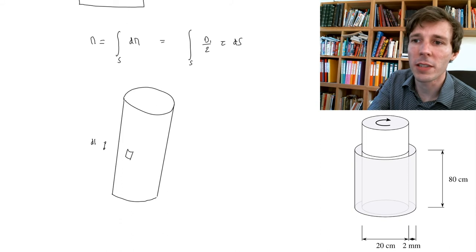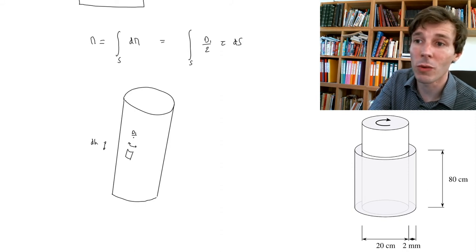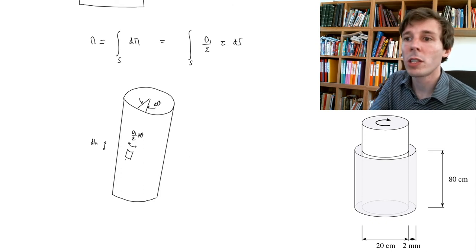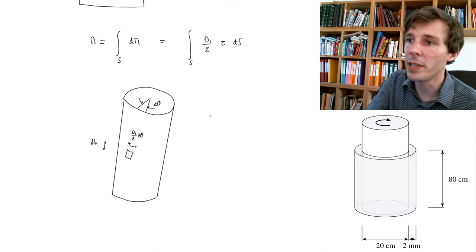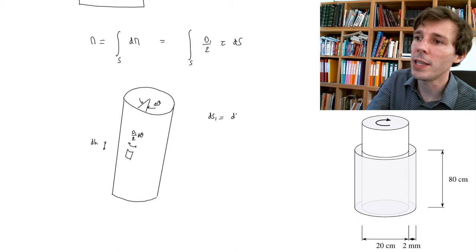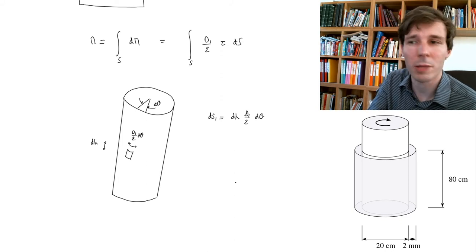that could be dh. And it could have here a little bit of circumference. That would be the radius d1 over 2 multiplied by the angle d theta. So this would be a very small angle d theta. So we could take ds, let's call it ds1, equal to dh times d1 over 2 times d theta, like this. This could be one possibility.